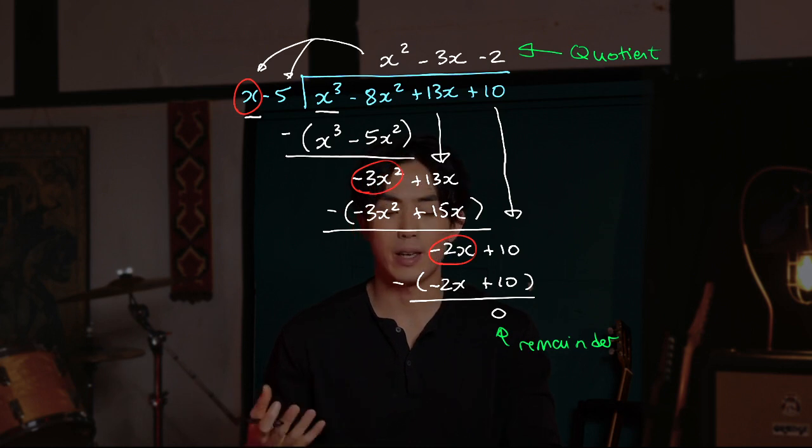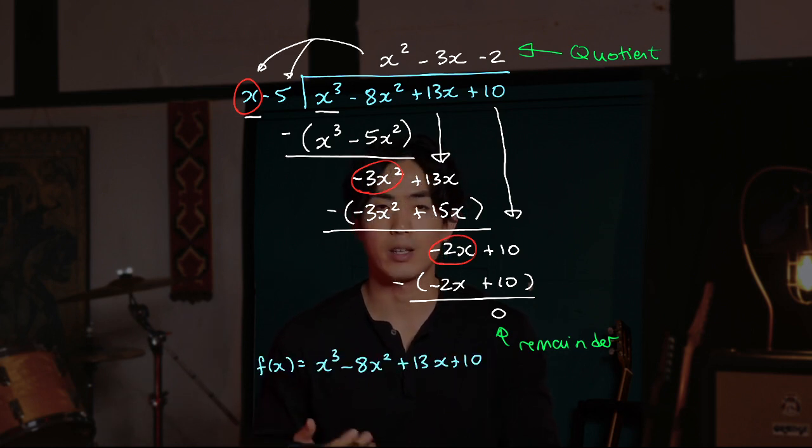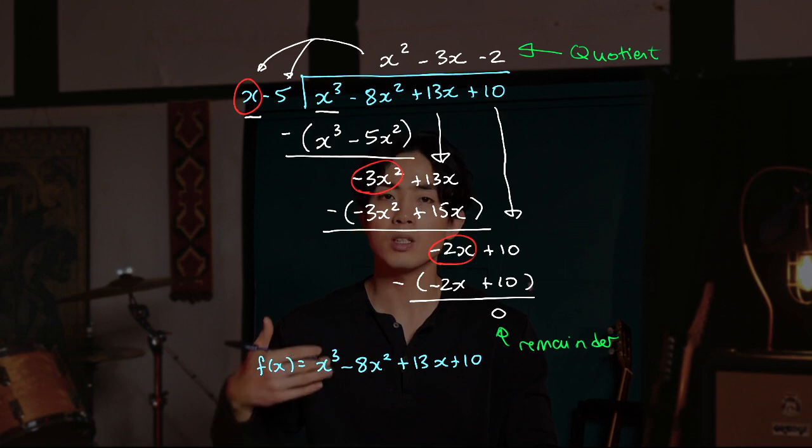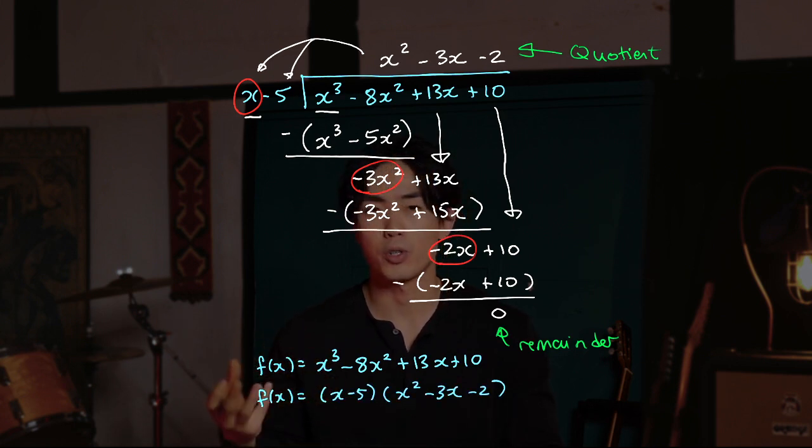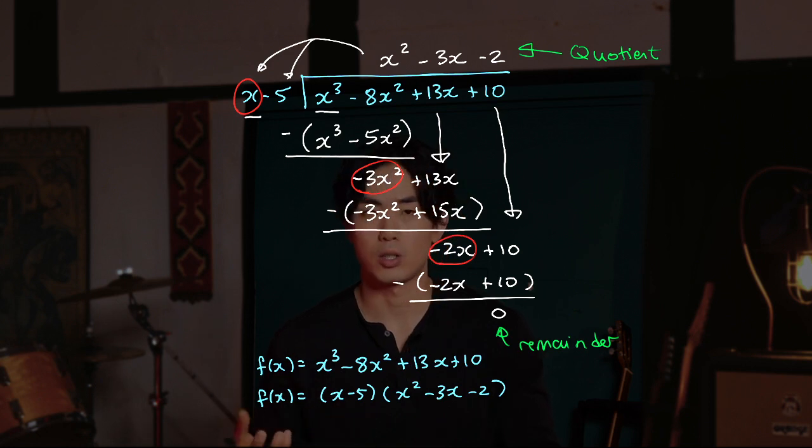So what we can now say is if I had the function f of x as the original polynomial, I can rewrite it as x minus 5 times the quotient. So x squared minus 3x minus 2, which you can factorize further on. So this is basically algebraic division. It allows us to find linear factors of polynomials.